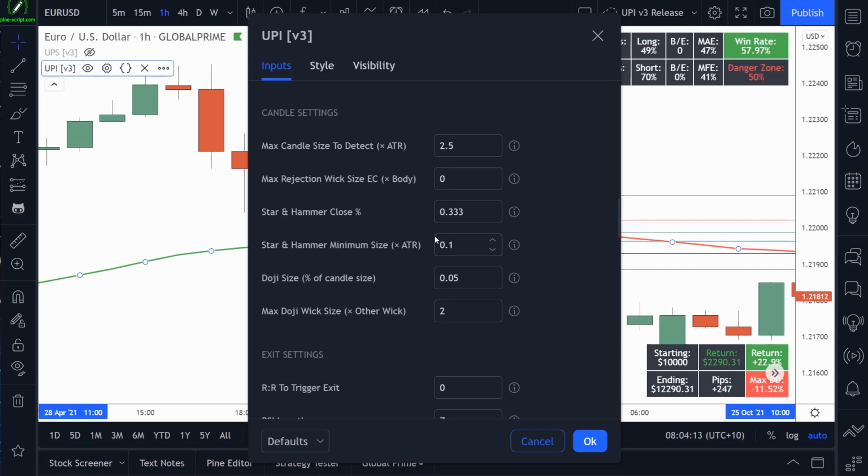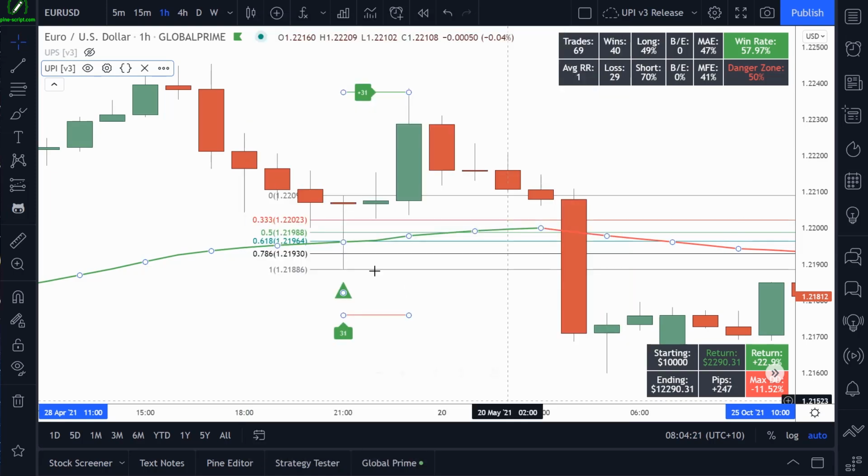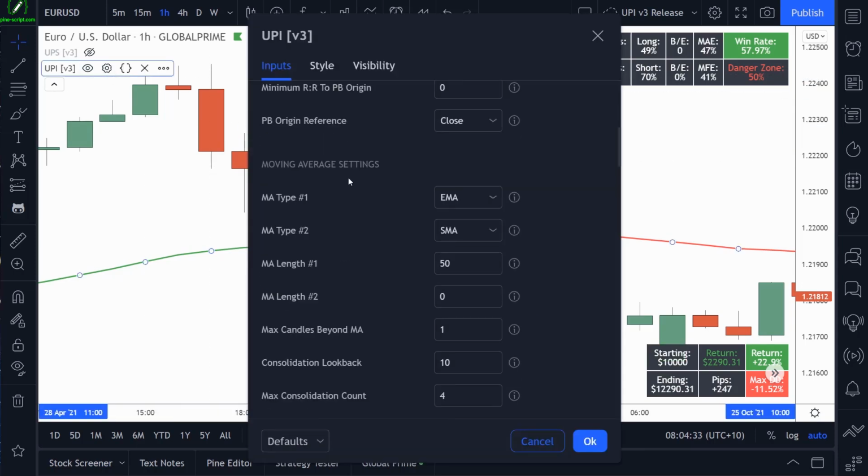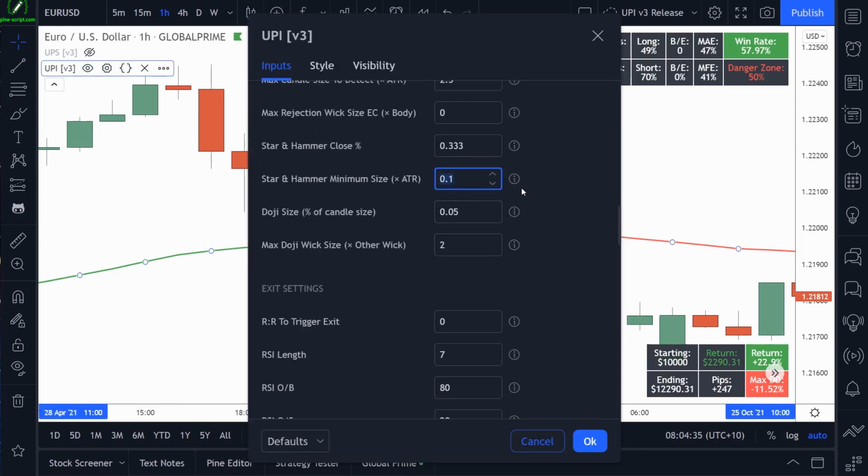So by default, the hammer and star candle must be at least 10% of the current ATR. This setting here just stops the script from detecting tiny hammers and stars. So a candle that looks like this in relation to recent price action would be too small to be considered a hammer. And so that filter there filters out any tiny hammers and stars.